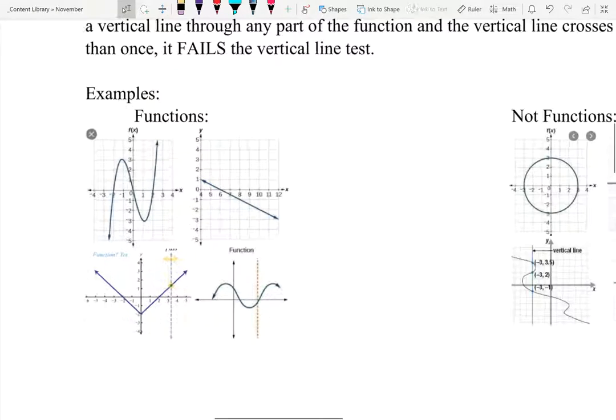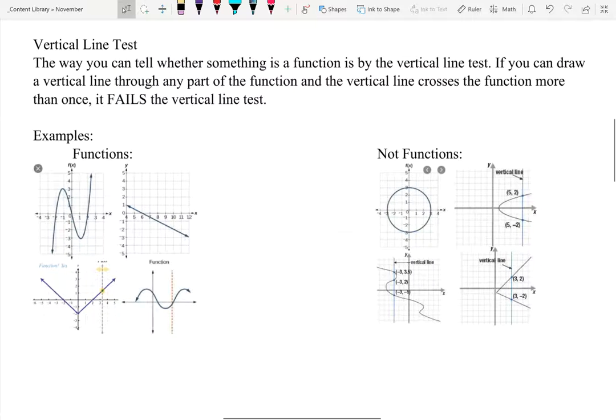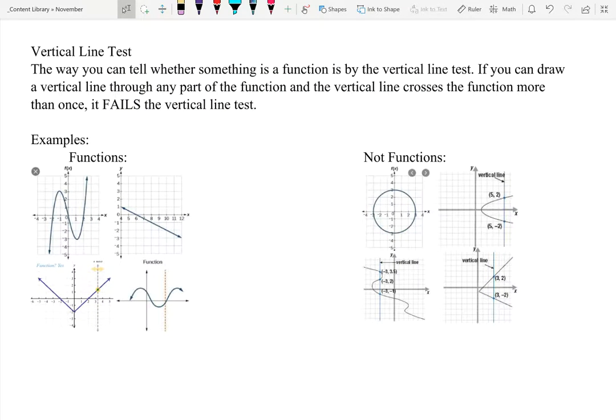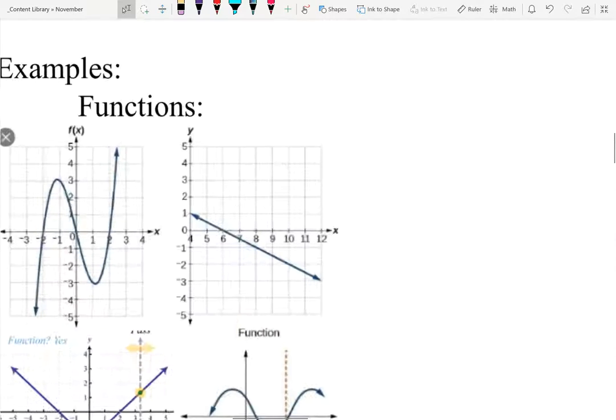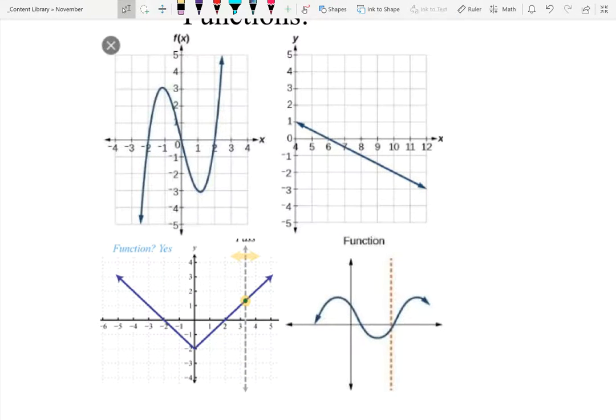Okay, well, let me zoom in on these. Something called the vertical line test. So you can pause the screen, or let's read it real quick. The vertical line test can tell you whether something is a function or not. If you draw a vertical line through any part of the function and the vertical line crosses the function more than once, it fails the vertical line test. So I'll show you some functions real quick, and then I'll scroll over to show you some not functions.